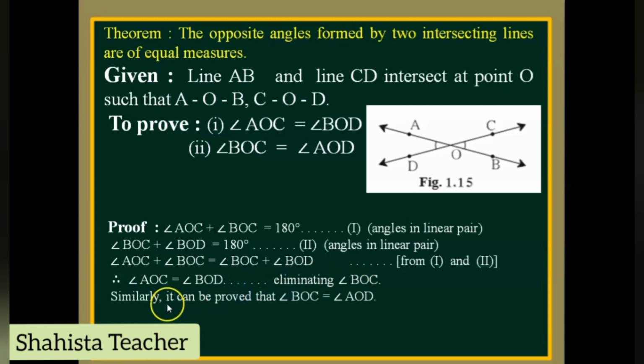After this we will write: similarly it can be proved that BOC is equal to AOD. So they both are equal. Is that clear? Students, in this way we finish the first theorem. Now let's solve and understand the second theorem.